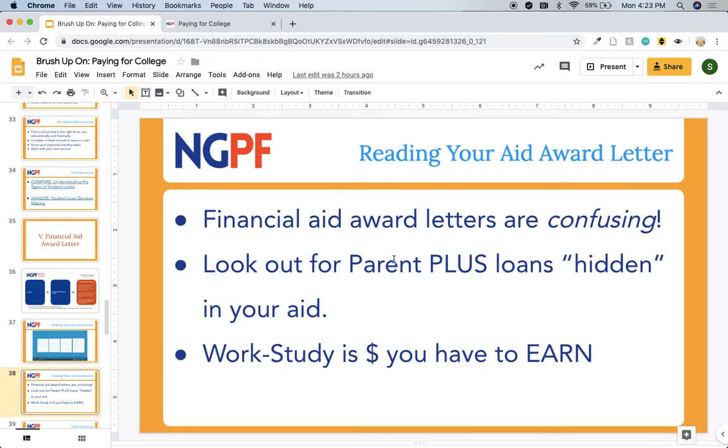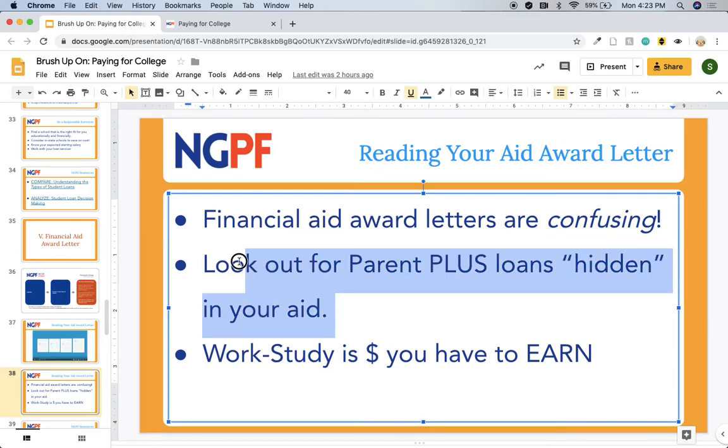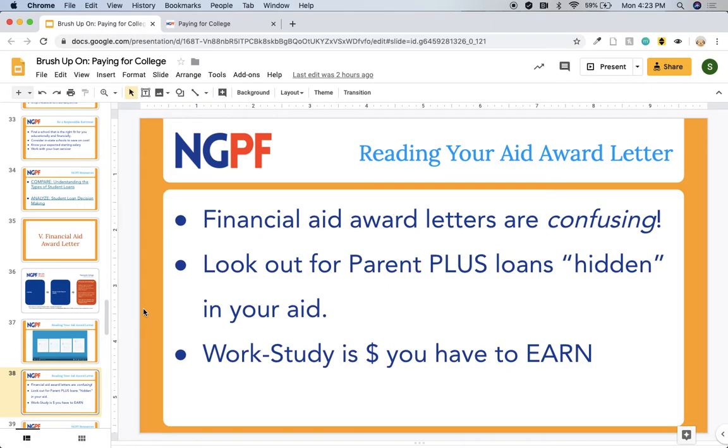Again, I just want to reiterate, look out for those Parent Plus loans that are kind of hidden in your aid. And also keep in mind that any work-study money that students may get is money that they have to earn through a job. It's not money that they are awarded like a grant or a scholarship.